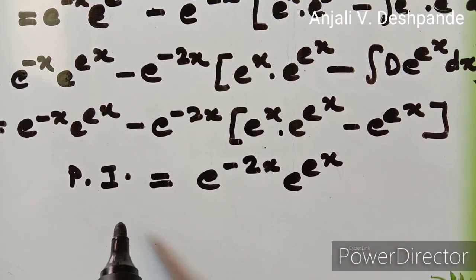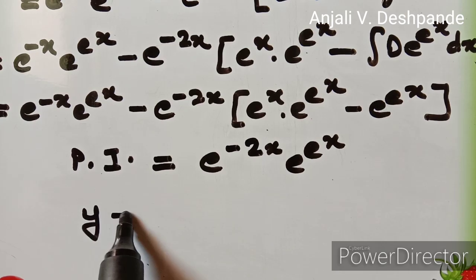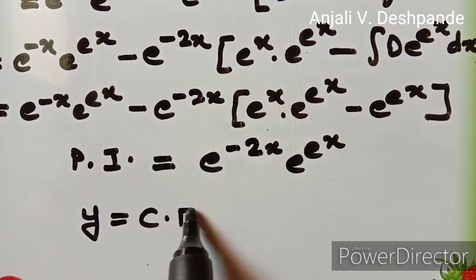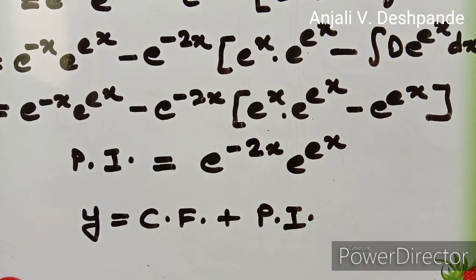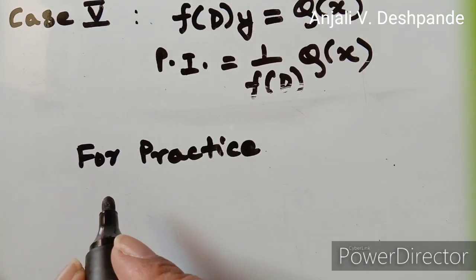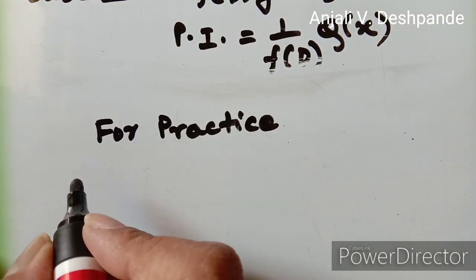And finally, of course, you have to write the complete solution. That means you should write y is equal to CF plus PI. So this is case 5, in which the sums which are not covered under the earlier cases are being covered. Now for practice, you can solve this sum similarly.